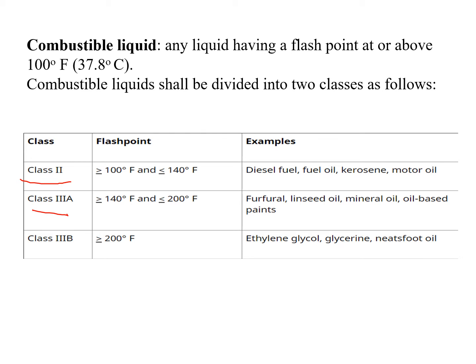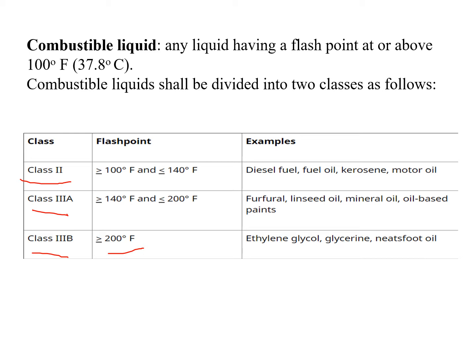The second class has subcategories, Class 3A and Class 3B. Class 3A has a flash point equal to or greater than 140 and less than or equal to 200 Fahrenheit. Class 3B has a higher flash point, greater than or equal to 200 Fahrenheit, and is more stable. They need a higher temperature.